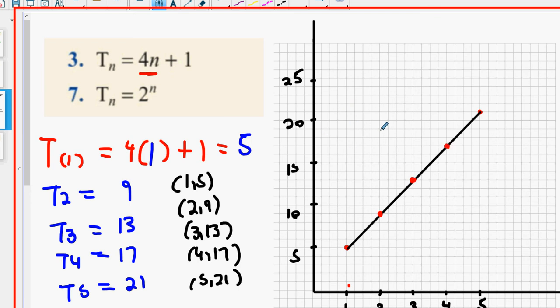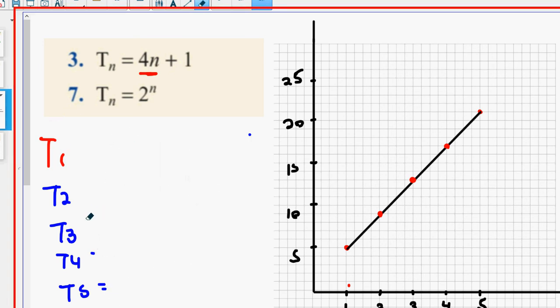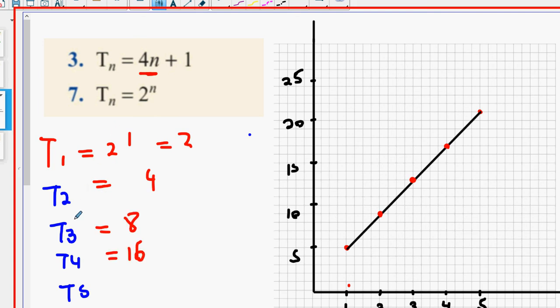All right. Not all of them are going to be straight lines, and not all of them are going to be that easy. So in the next one we have 2 to the power of n. So what I'll do here is just rub these out. Once again, you guys will probably find them reasonably easy. Okay. In this case, it's going to be t1, which is 2 to the power 1, which is 2. t2 will be 4. t3 will be 8. t4 will be 16. And t5 will be 32.